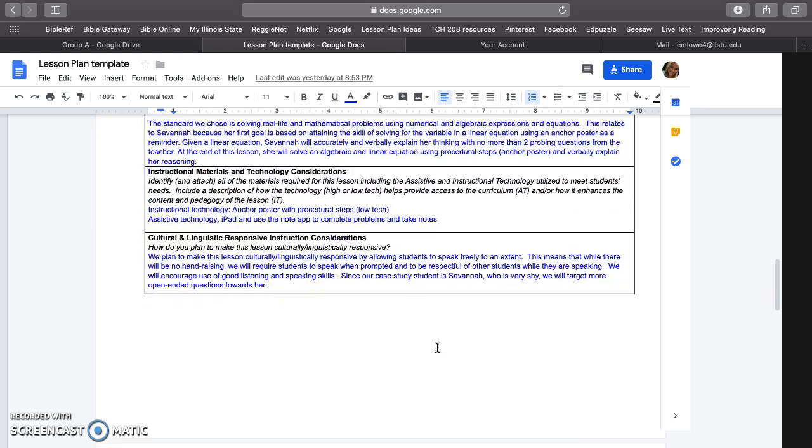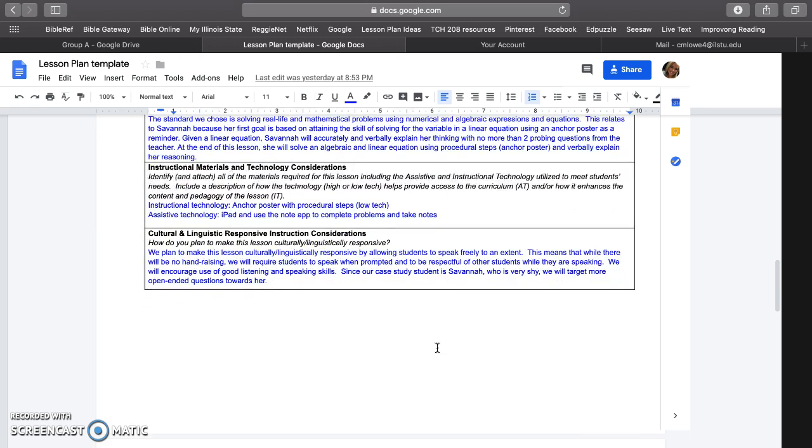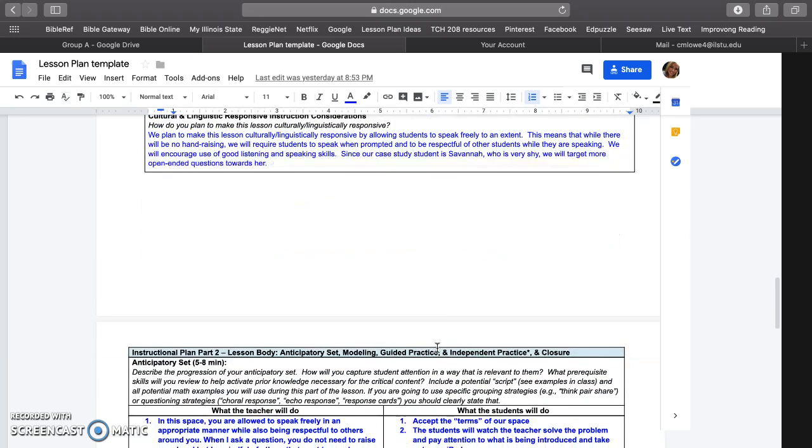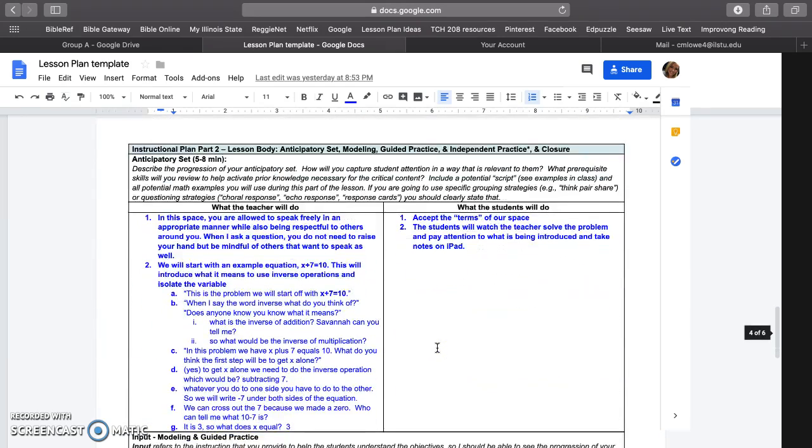For our cultural and linguistic responsive instruction, we decided that since it's a smaller group, we will be allowing them to talk freely, but we want to state in the beginning, this is a respectful environment, respect other people's opinions and answers. If someone else is talking, you don't talk, and just giving everyone a fair chance to be able to explain and talk.